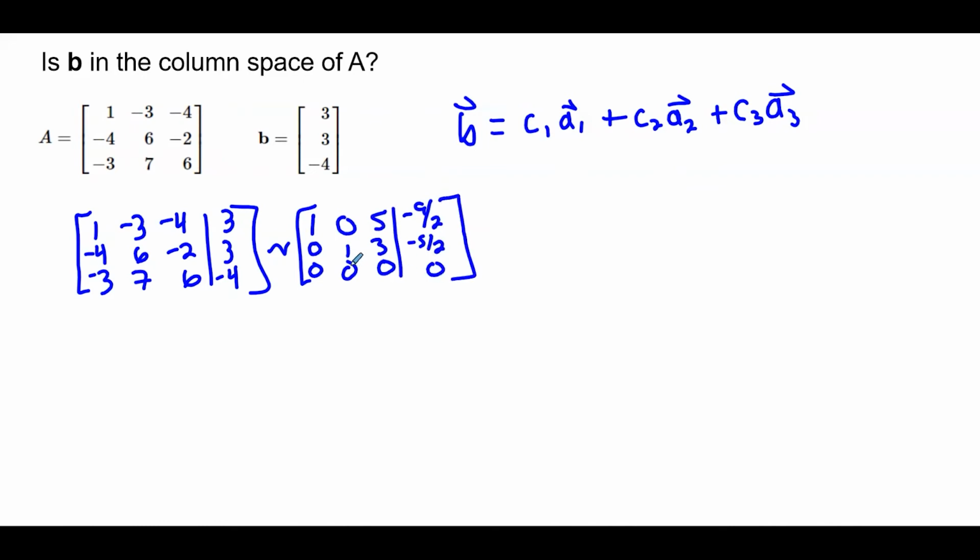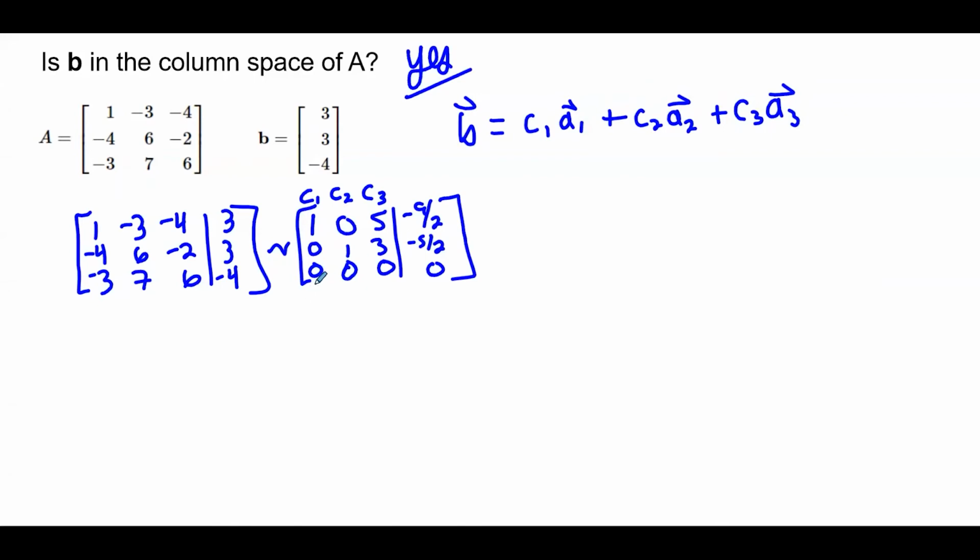This is a system that's consistent. It does have a free variable. Your variables are C1, C2, and C3. C3 is free, but there is at least one solution. So there's infinitely many. So the answer is yes. We can write B as a linear combination of the columns of A.